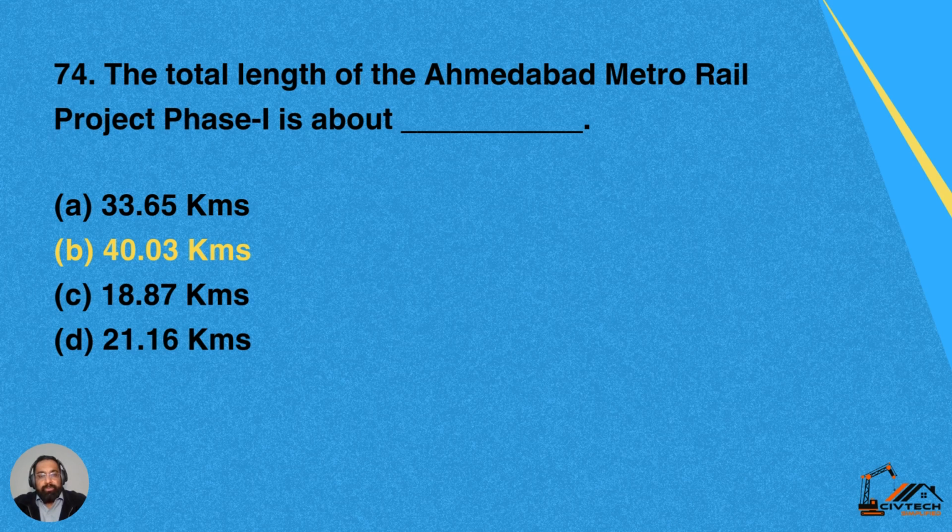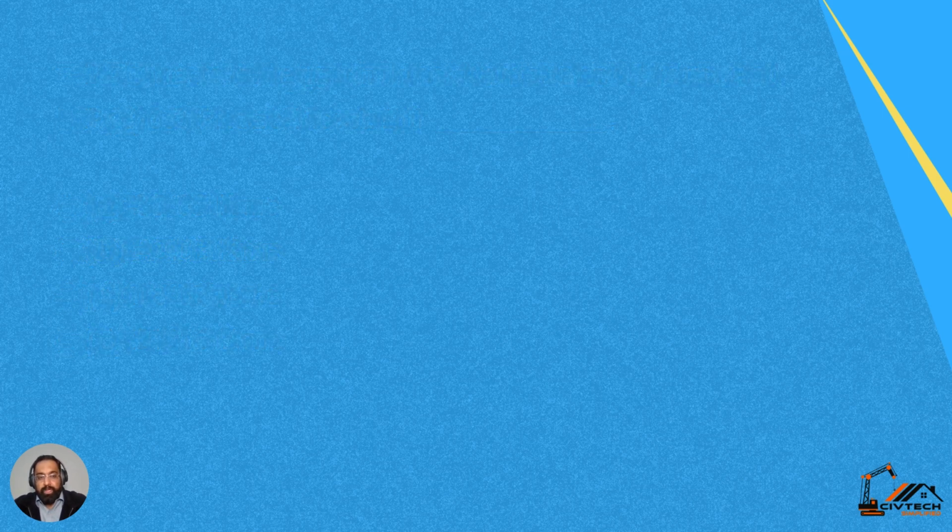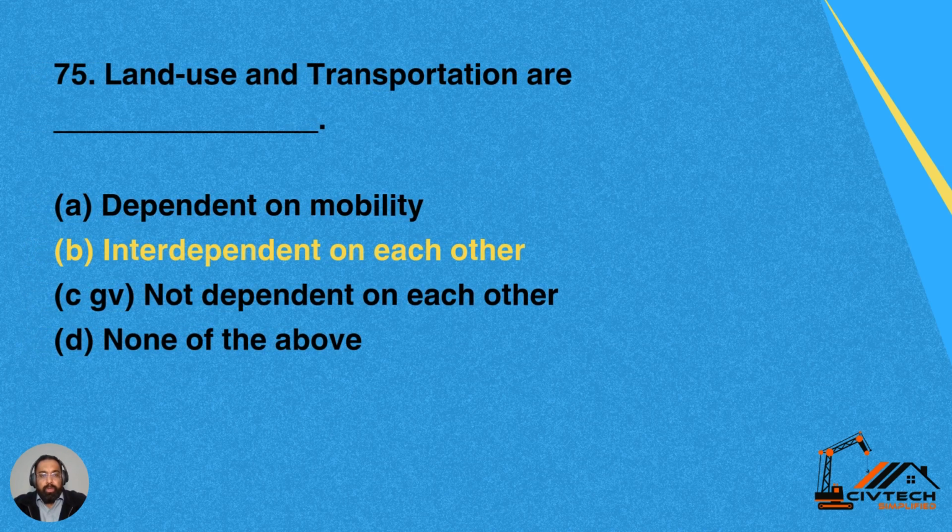74. The total length of Ahmedabad metro rail project phase 1 is about option A 33.65 kilometers, option B 40.03 kilometers, option C 18.87 kilometers, and D 21.16 kilometers. Total length of Ahmedabad Metro Rail Project Phase 1 is 40.03 kilometers.